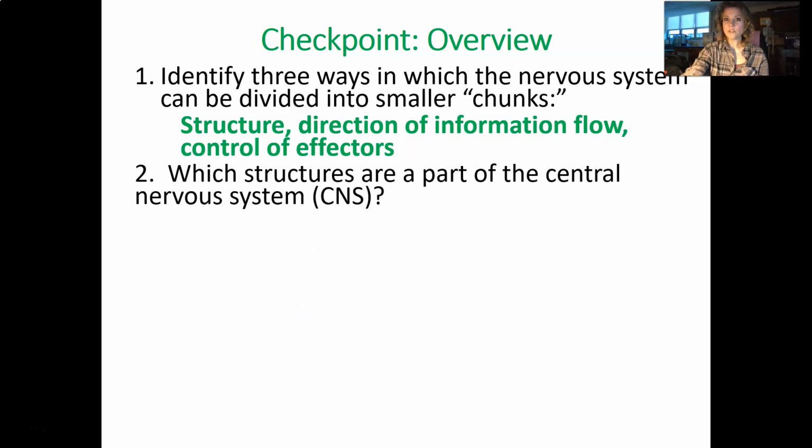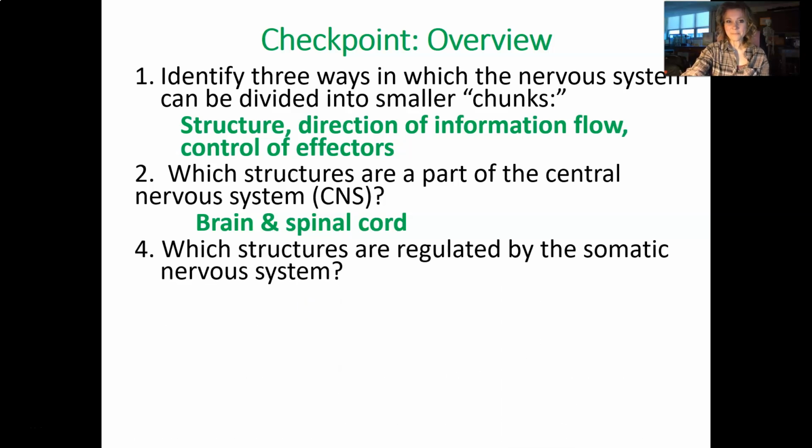Number 2, which structures are a part of the central nervous system, or the CNS? And that abbreviation CNS is something that you're going to see a lot of, so commit that to memory. If you said brain and spinal cord, you win. Good job. Number 3, which structures are regulated by the somatic nervous system? And by structures, I mean, what are the effectors of the somatic nervous system? Think soma. What does that root soma mean? If you said skeletal muscles, then you were correct.